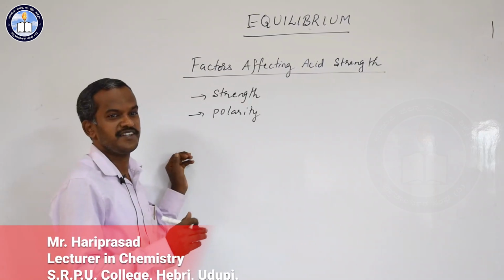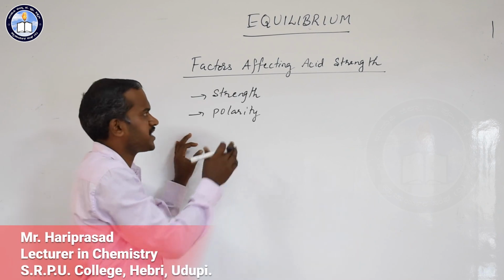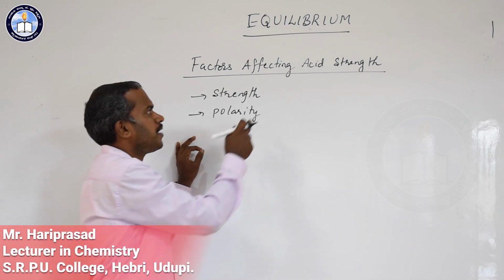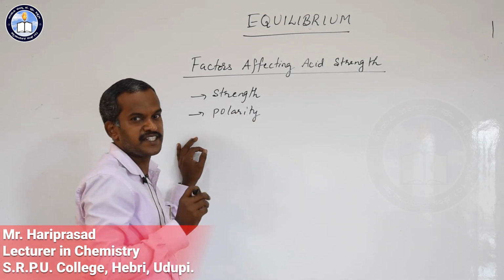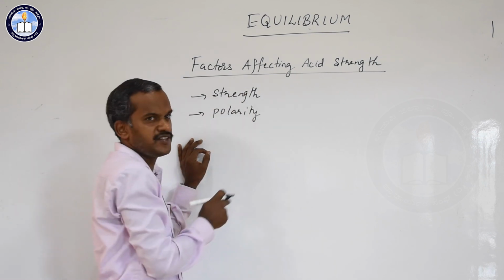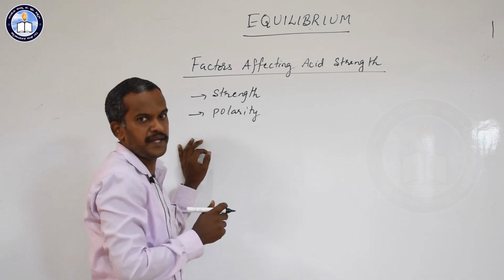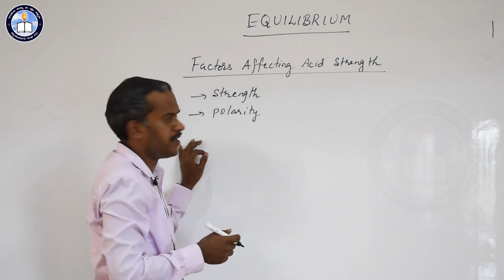Hello students, we will continue with the factors affecting acidic strength. We already studied dissociation constants of weak acids and weak bases. Now, apart from the Ka value, is there any other factor deciding acidic strength? There are two major factors. The first one is the strength of the bond and the second one is the polarity. Let me explain these two in detail and then we will take up an example.